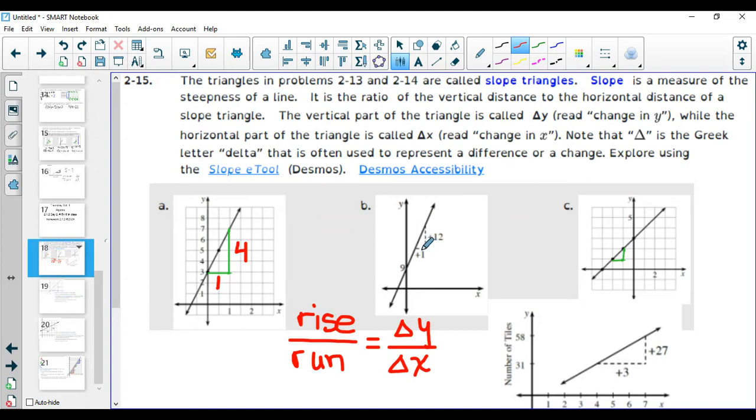Here we had a horizontal change of 1, vertical change was 12. The change in the y values, 12 over 1. And this one was a vertical change in y of 1 over a horizontal change in x of 1. And then our last one was change in y was 27 over the change in x was 3, which we said simplified to 9.